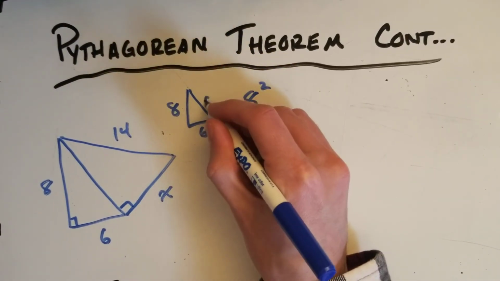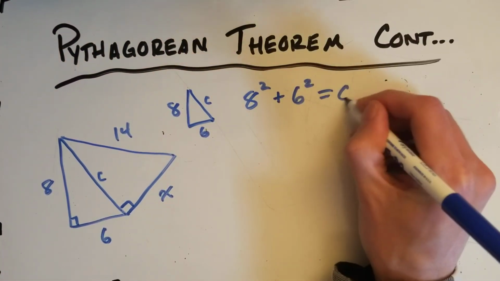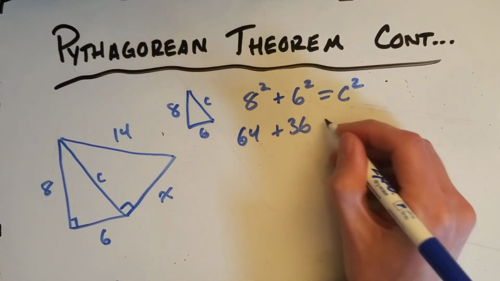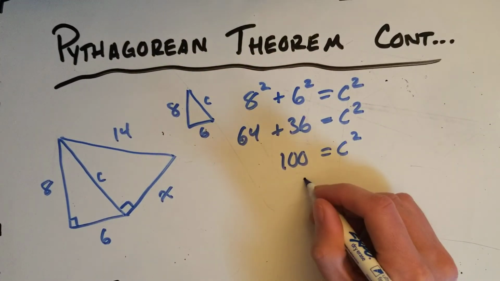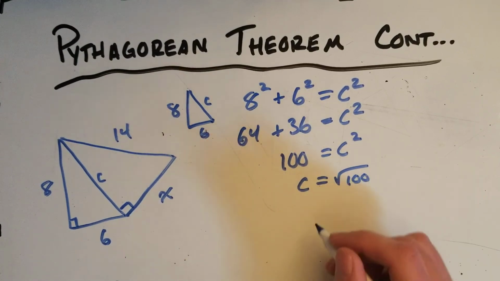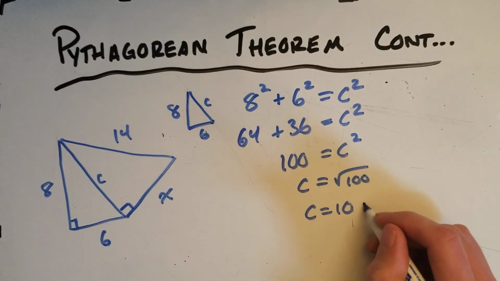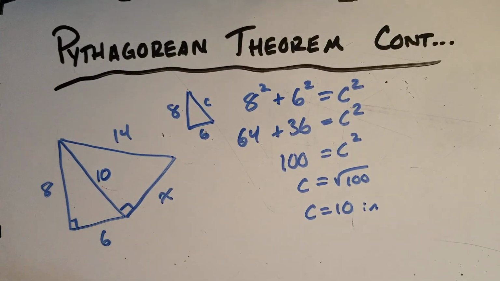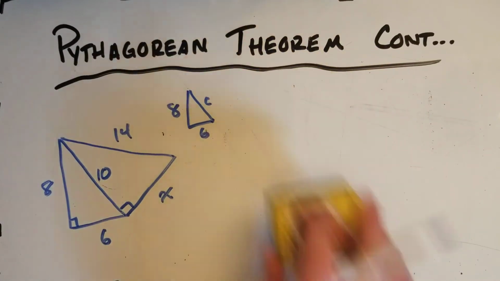To find this value, we'll call it C. You would do 8 squared plus 6 squared is equal to C squared, and this is 64 plus 36 is C squared. So C squared is 100, so C would equal the square root of 100, which hopefully we know is 10, and we're in inches here. So this value C is actually 10. So we have the value of 10 there. So C was 10. But we're still not done because we're looking for x now. So let's go back, take away some of that work. We found out this was 10.